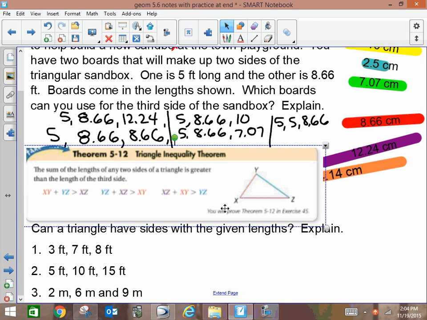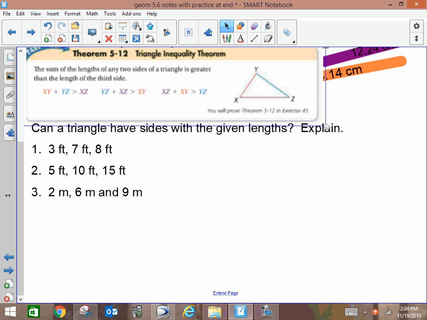Okay. All right, so the sum of the lengths of any two sides of a triangle is greater than the third side. Any two sides have to be bigger than the third. Remember, if it's the same, how's it going to make a triangle? It's not. Okay? So, you have to check every two sides.